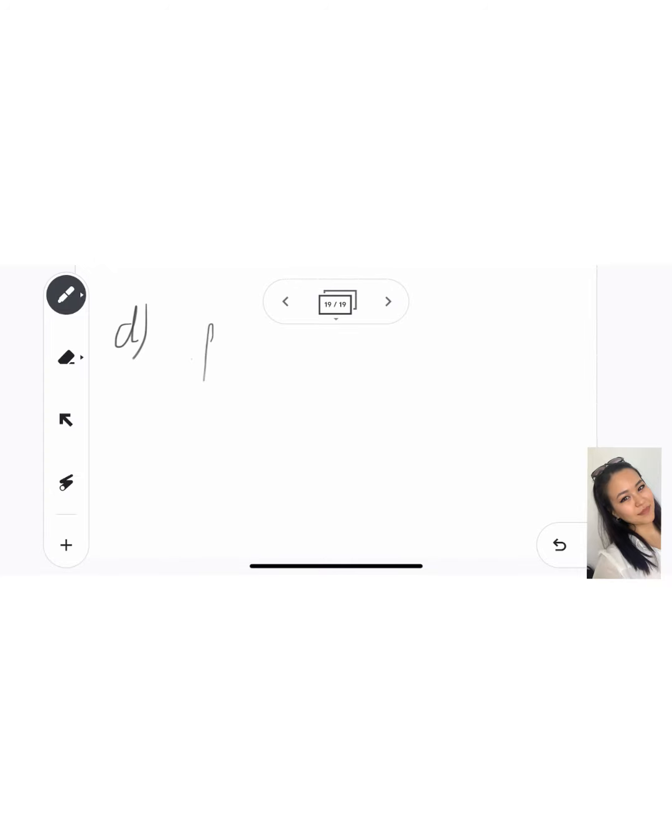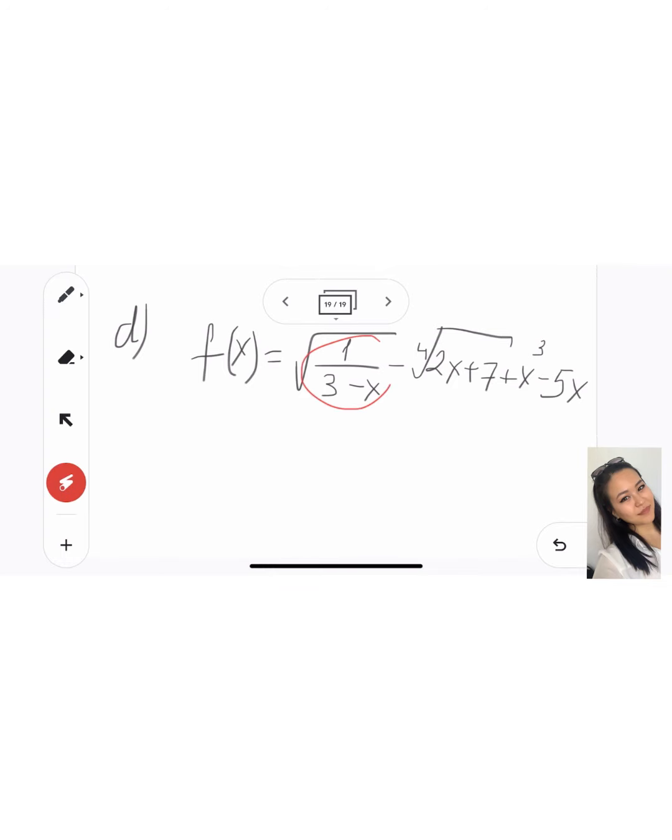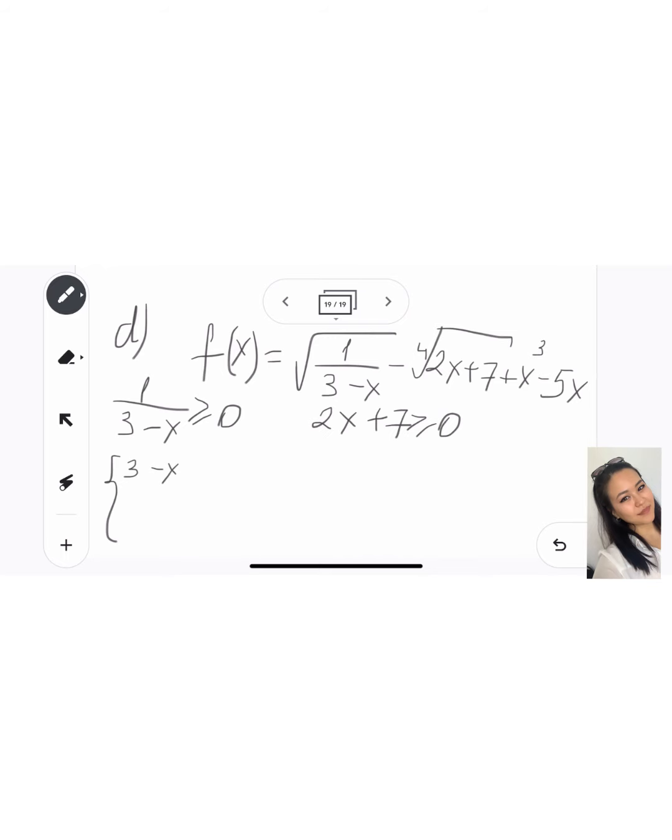Oh, we have one more example here. F of x equals 1 over 3 minus x. It's also a fraction. Minus 4th root of 2x plus 7 plus x cubed minus 5x. It's a long function, and the thing that we consider is the expressions under the root. So it's 1 over 3 minus x and 2x plus 7. We will combine these two expressions. So the first one has to be greater than or equal to 0, and the next one also has to be greater than or equal to 0.